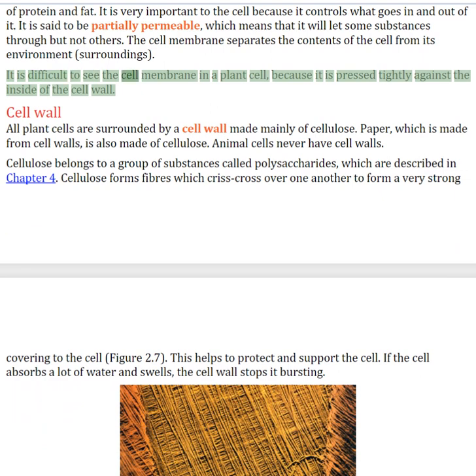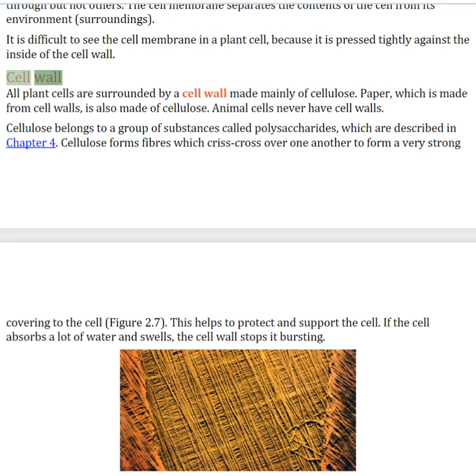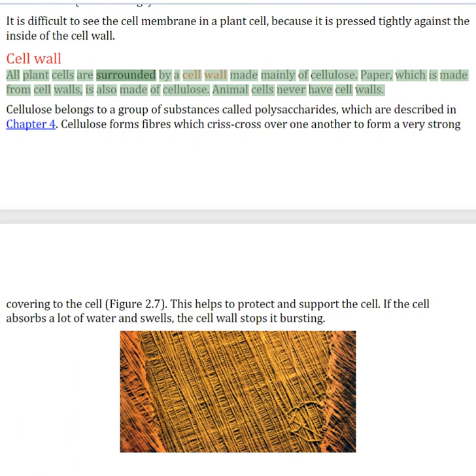It is difficult to see the cell membrane in a plant cell because it is pressed tightly against the inside of the cell wall. Cell wall. All plant cells are surrounded by a cell wall made mainly of cellulose. Paper, which is made from cell walls, is also made of cellulose. Animal cells never have cell walls.